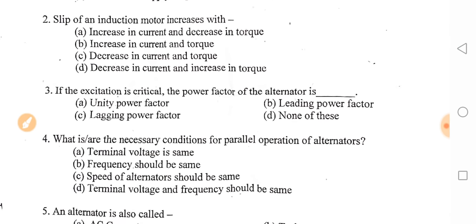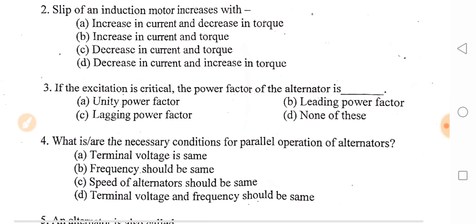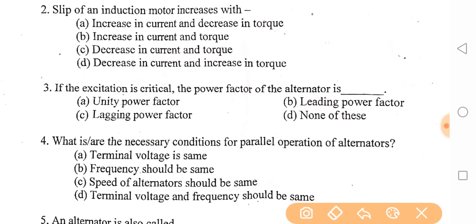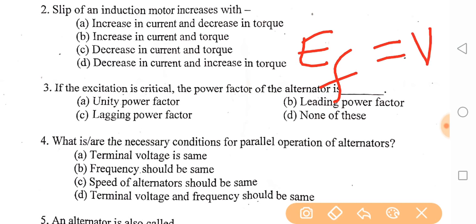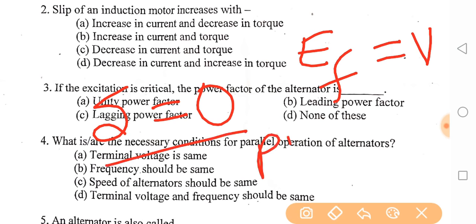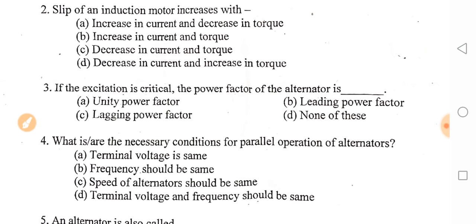Next, third question: if the excitation is critical, the power factor of the alternator is. Critical means EF is equal to V. EF is equal to V when delta, the power factor angle, is 0. If the power factor angle is 0, then what is the power factor? Unity. So the right answer here is unity power factor. A option is the correct answer.